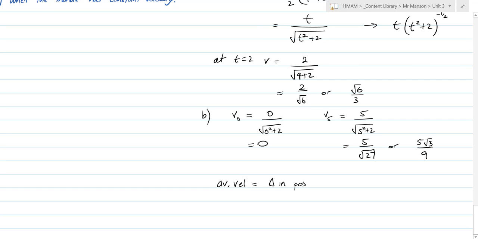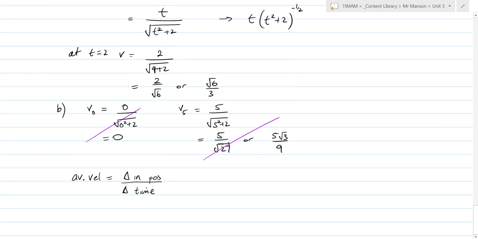Now, it should work out that if I get this and divide it by 5, that should be my average velocity anyway, but it is the overall change in position divided by the overall change in time. So what I should have actually calculated is x0 and x5. I apologise about that. x is the square root of t squared plus 2, so x0 is root 2 and x5 is root 27, which equals 3 root 3.